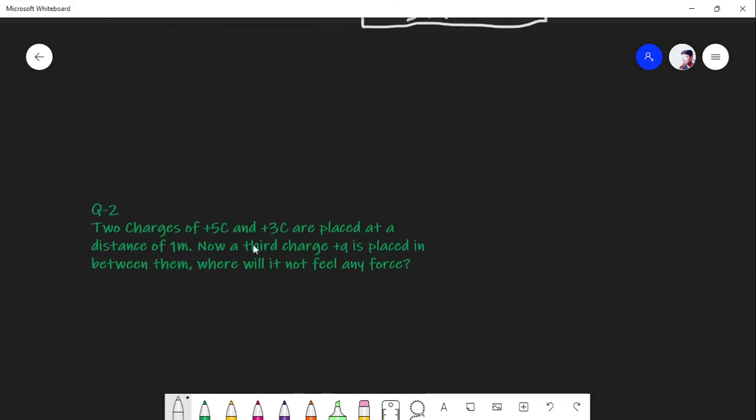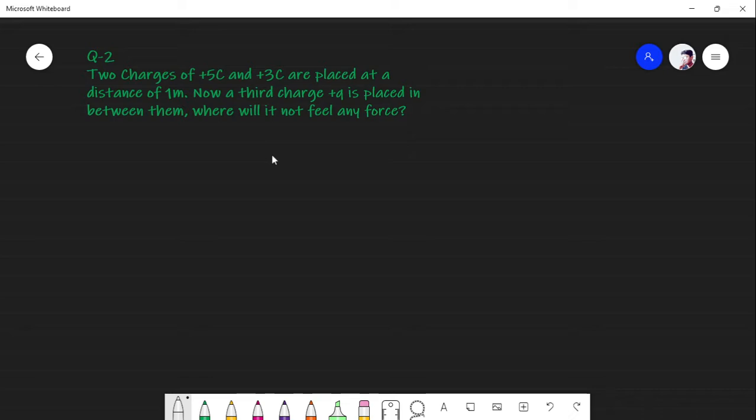And let's see our second problem. So here this says two charges of +5 Coulomb and +3 Coulomb are placed at a distance of 1 meter. Now a third charge plus Q is placed between them. Where will it not feel any force?